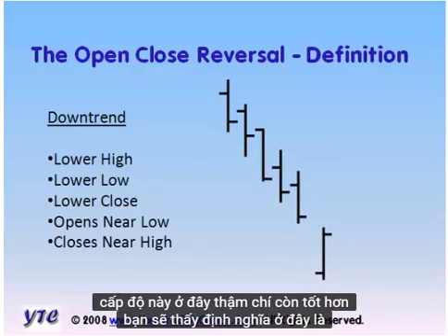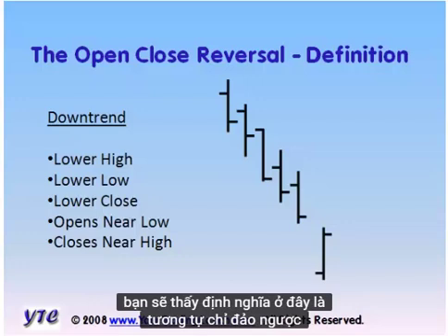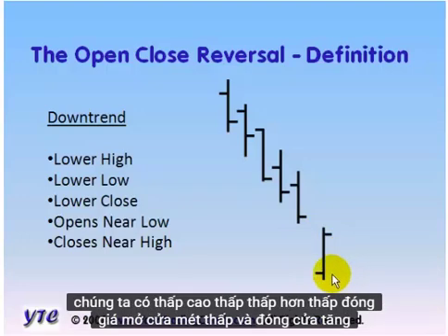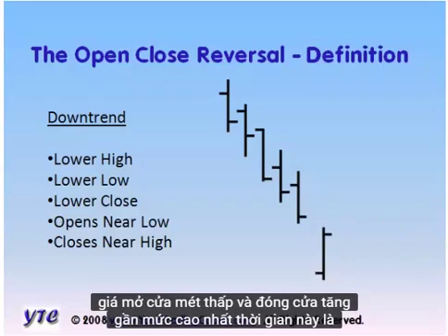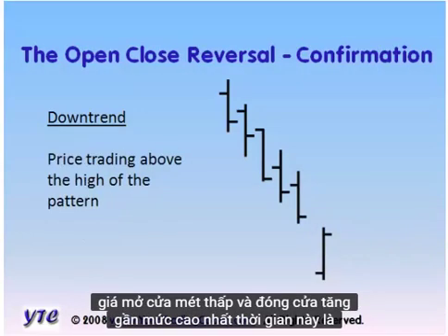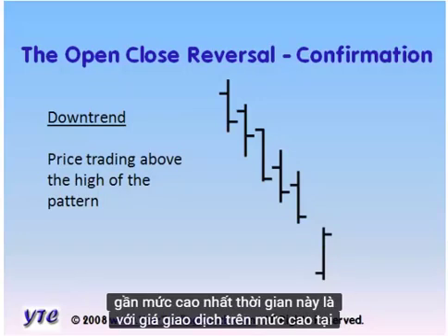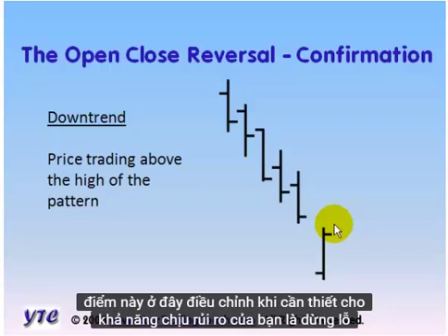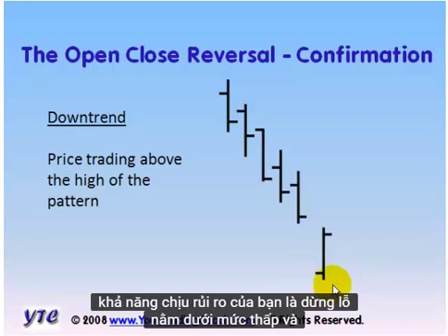You'll see that the definition here is the same, just reversed. We have lower high, lower low, lower close, price opening near the low and closing up near the high. Confirmation this time is with price trading above the high at this point here. Adjust as necessary for your risk tolerance. The stop loss is positioned below the low.